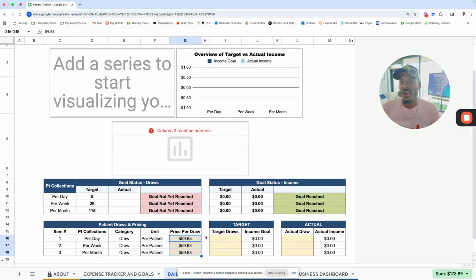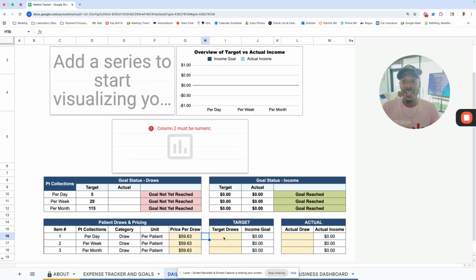Per day, per month, per week, all right? So that's never going to change. Next is going to be your target income goals. So we're going to plug the numbers in here that we have recorded for our target.